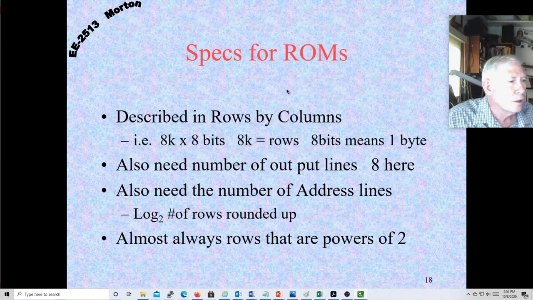All right, moving on. So when you specify the ROM, you specify rows, columns, and then you have to figure the number of address lines. Remember, the rows are almost always powers of two.